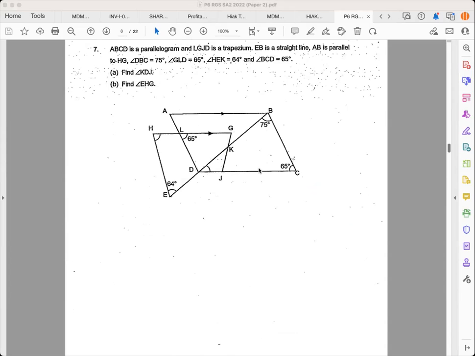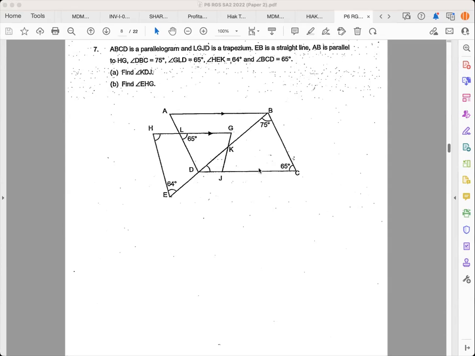Okay. ABCD is a parallelogram. LGJD is a trapezium. EB is a straight line. AB is parallel to HG. You can see the arrows already written for you. Angle DBC is 75. Angle GLD is 65. HEK is 64. And BDC is 65.